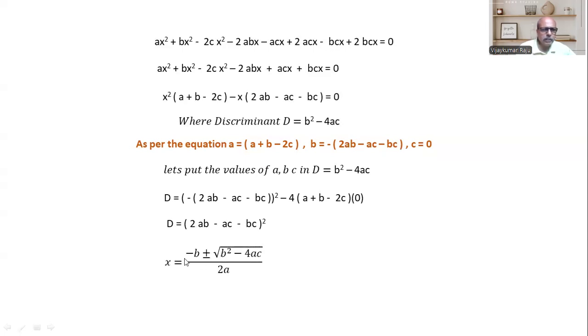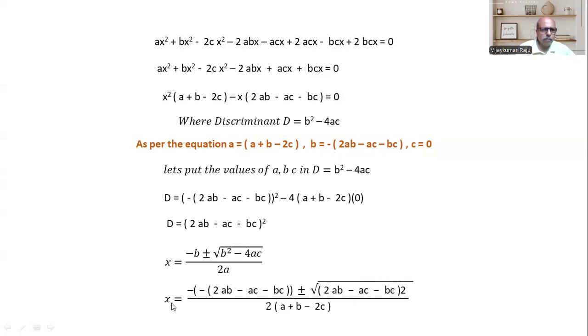Now the x value. x is given by minus b plus minus square root of b square minus 4ac upon 2a. Let's put the value: minus this minus. And what is b? b is again minus this. So it is again written minus 2ab minus ac minus bc plus minus square root of b square minus 4ac, which is D, which is equal to this, which we have calculated. Put this. So this is square and this is root, so they cancel. And minus minus will become positive.